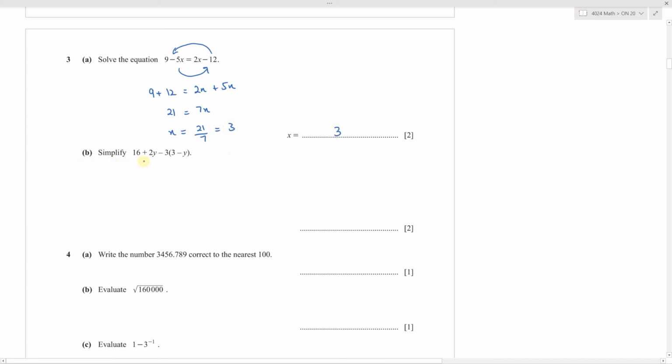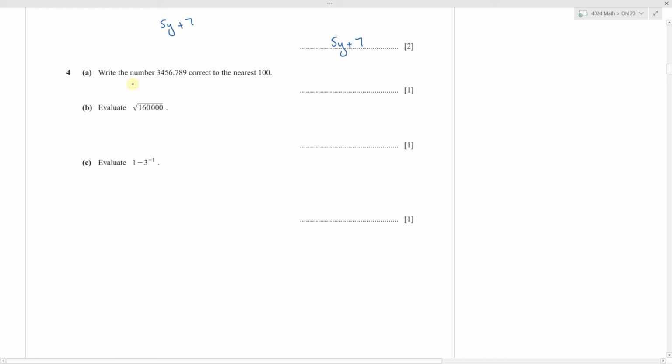Part B is simplify 16 plus 2y minus 3 times 3 minus y. So first I'll open this bracket. So 16 plus 2y minus 9 plus 3y. So this minus and this minus will become positive. So this will be plus 3y. And then 3y plus 2y is 5y. And 16 minus 9 is 7. So 5y plus 7 will be your final answer.